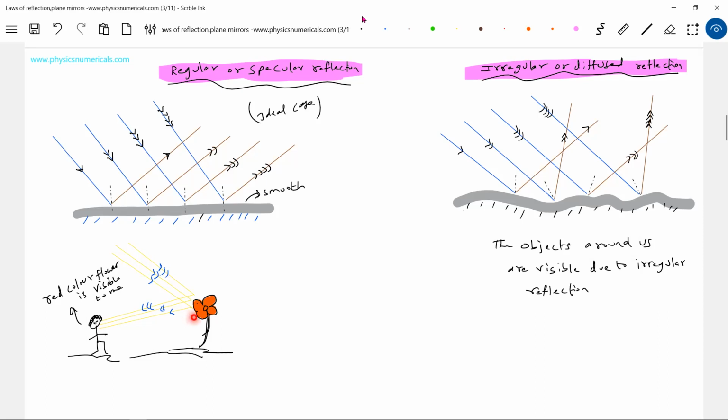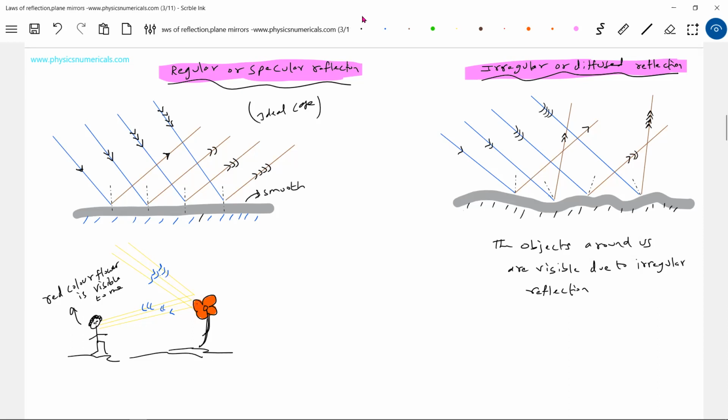Why is the flower visible? Because when the sunlight falls on the flower, it undergoes irregular reflection because the surface is rough. The reflected light, when it enters the human eye, makes the person say that the flower is visible to me. So what is the surface of the flower? It will be rough. What type of reflection occurs at the surface of the flower? Irregular reflection.